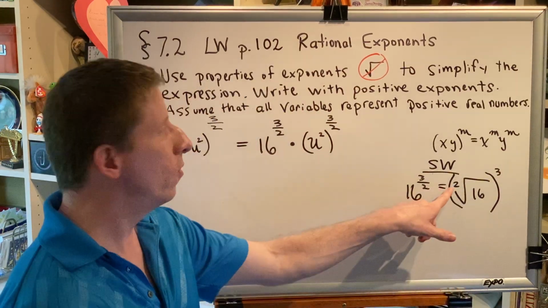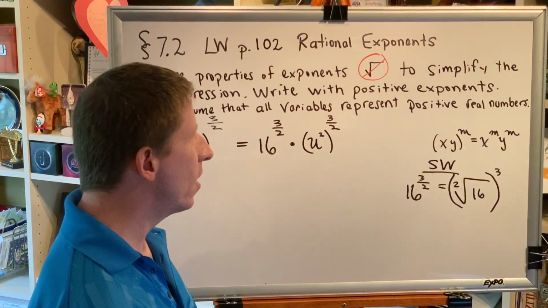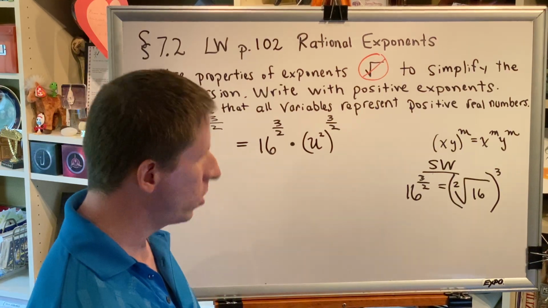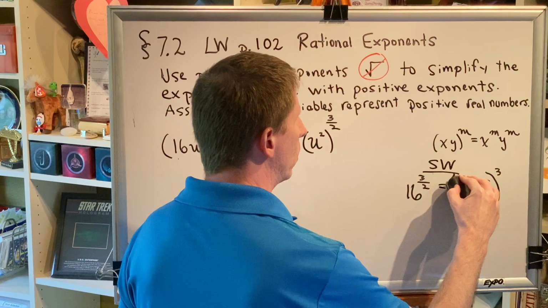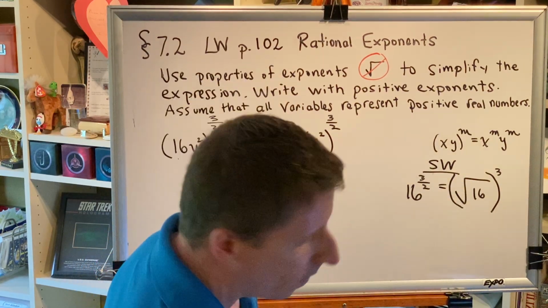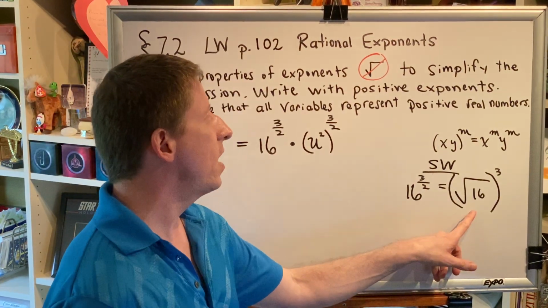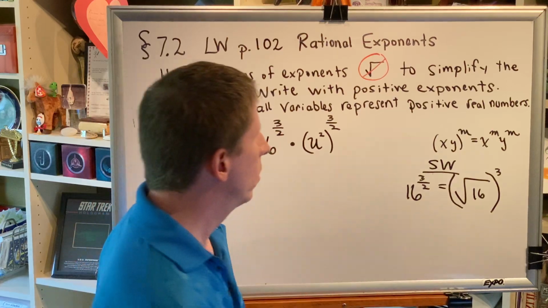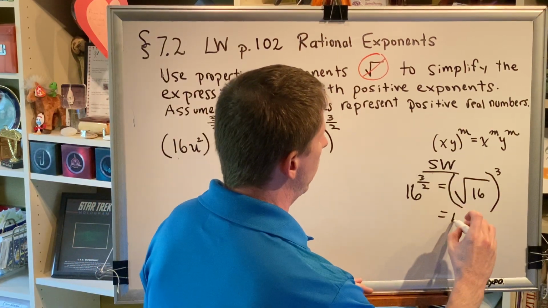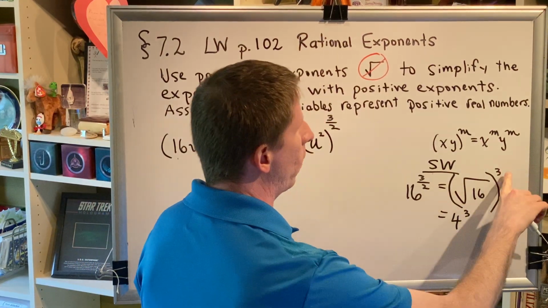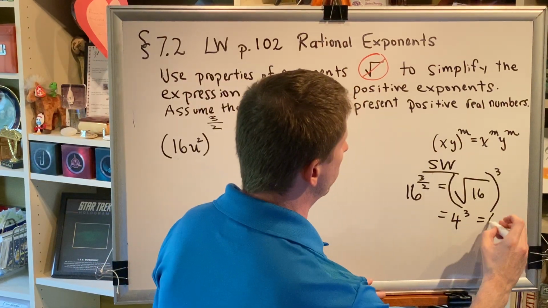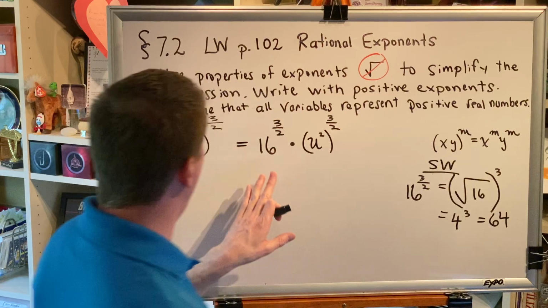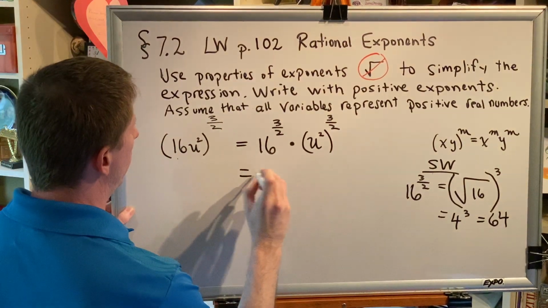Now, normally we wouldn't write this 2. We would simply say that that is the square root. So, let's erase it. We note that the square root of 16 is 4, which is being raised to the 3rd power, and 4 cubed equals 64. So this part of our problem is 64.